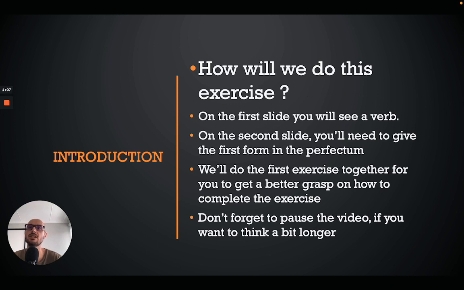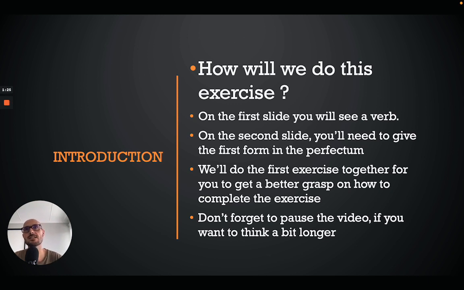If you don't remember what the perfectum is, click on the following link and I'll make a video about how to form and when to use the perfectum. Give you a little bit of a repetition. The perfectum would be I have done, I have seen, I have gone. So this is the form we need in Dutch.